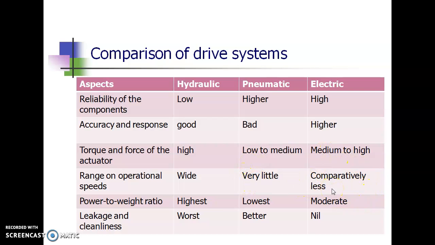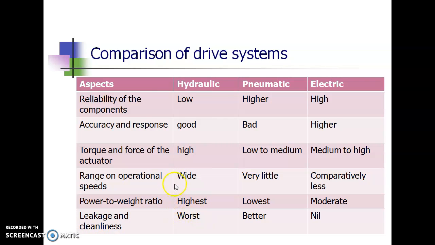So the electrical drive system also has a lesser operational speed range. And power to weight ratio. What does the power to weight ratio actually mean? The size of the system, or the weight of the system, and the power developed by the system. That is what is called the power to weight ratio. So how much power it is going to develop and what is its weight. The ratio between the power developed and the weight of the system is what we call the power to weight ratio.